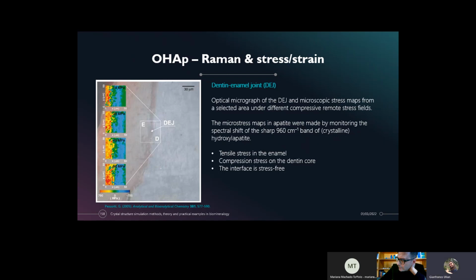In that case, maybe you can start from a long wavelength laser. Then, if you need more signal, you can try to reduce the wavelength. So you may start from a near infrared laser and then go up to red, yellow, green, and so on.